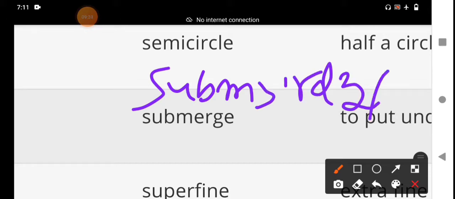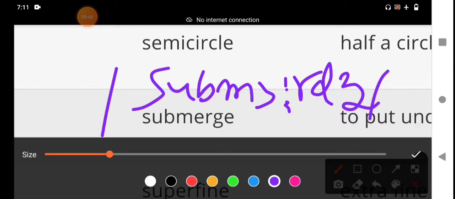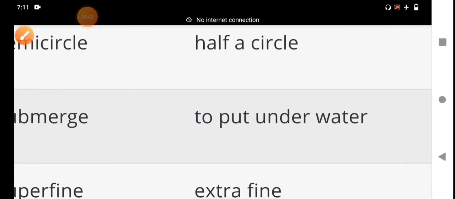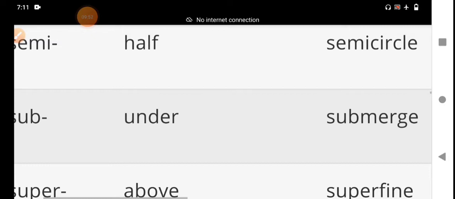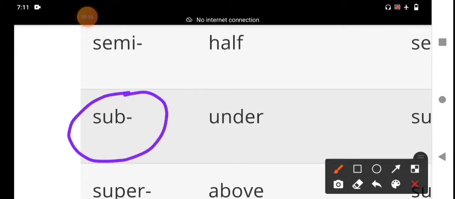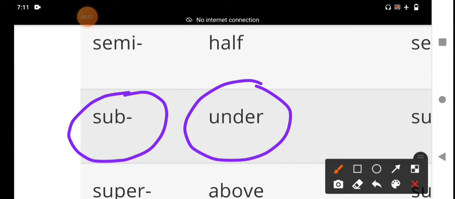Submerge. What is the meaning of submerge? To put under water. That is the meaning of submerge. To put under the water. We should see the root word, sub. Sub means under. It is more important.